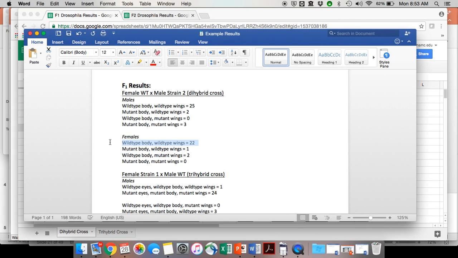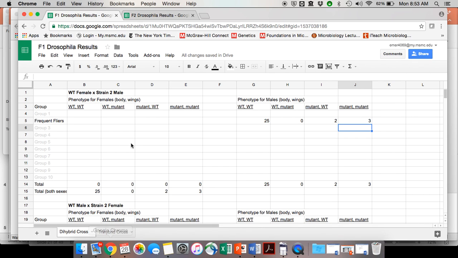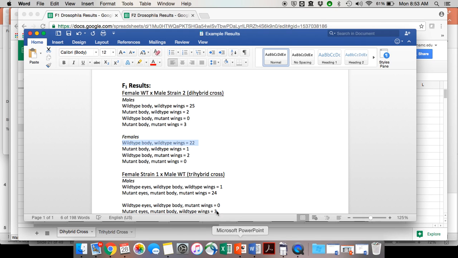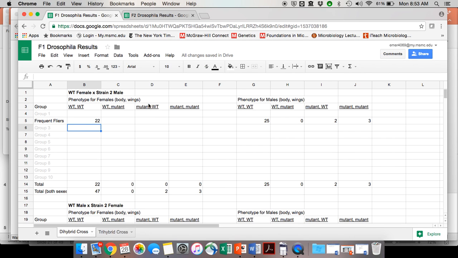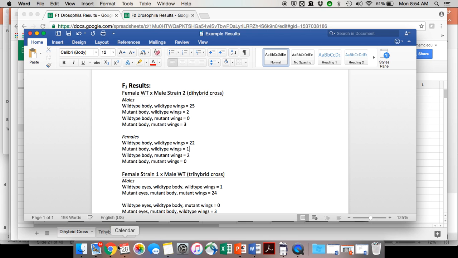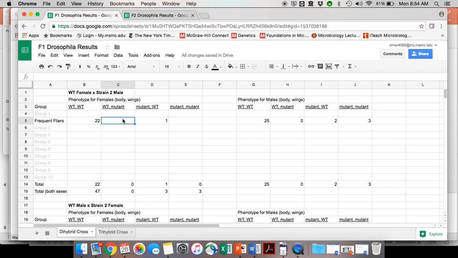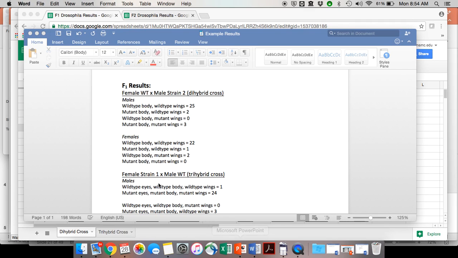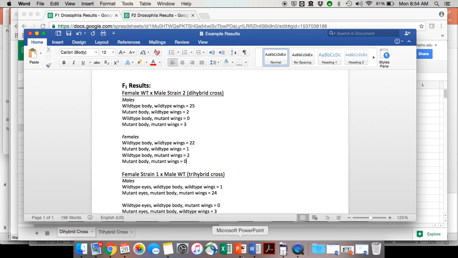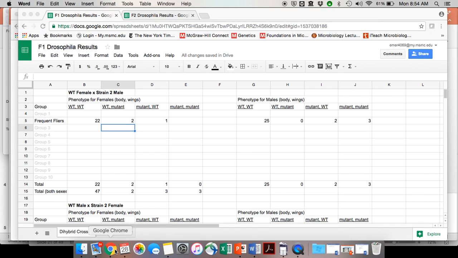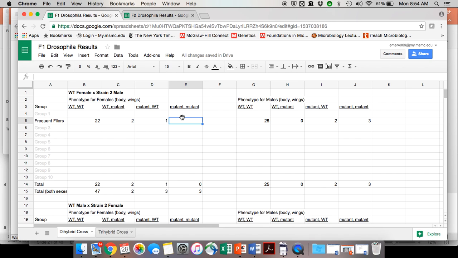We had 22 that were wild type for body and wild type for wings. So we will go to here and we will put in 22 here. We have 1 that is mutant for body and wild type for wings. So mutant for body, wild type for wings. We have 2 that are wild type for body and mutant for wings. And we had 0 that were mutant for body and mutant for wings. And if you had 0, please do put 0 in there just so I know that you did finish putting all your counts in.